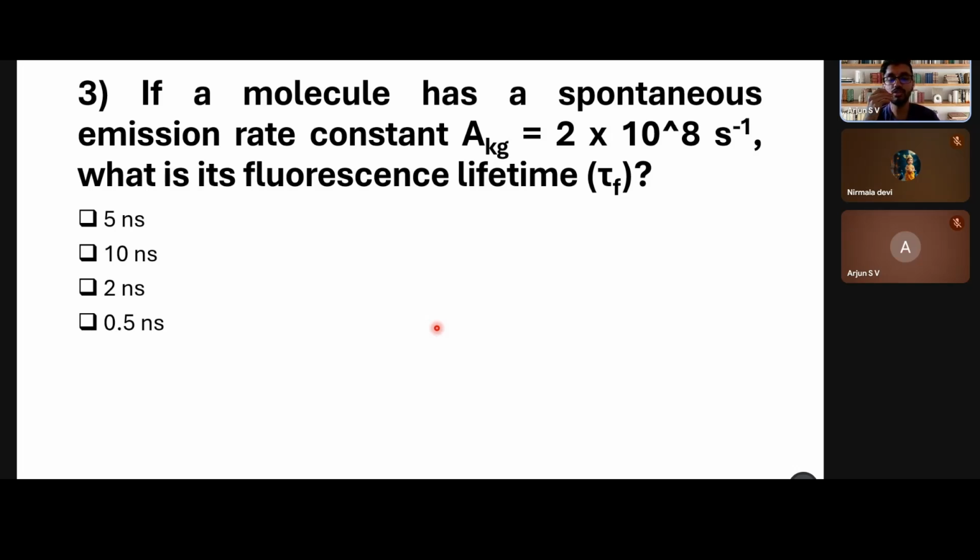Okay, so we'll go on to discuss the answer. The question is pretty simple. We have been given the AKG and we have to directly calculate the fluorescence lifetime. So the relationship between AKG and tau f is simple.